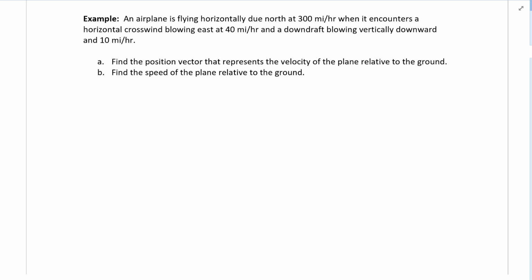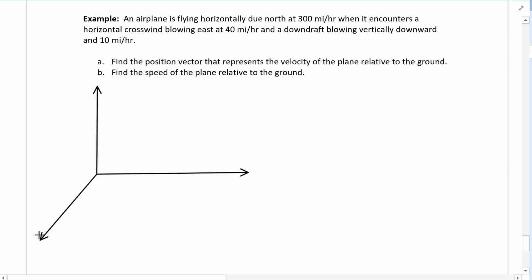And let's solve another problem. We have an airplane. It's flying horizontally due north at 300 miles per hour when it encounters a horizontal crosswind blowing east at 40 miles per hour and a downdraft blowing vertically downwards at 10 miles per hour. Find the position vector that represents the velocity of the plane relative to the ground, and find the speed of the plane relative to the ground.